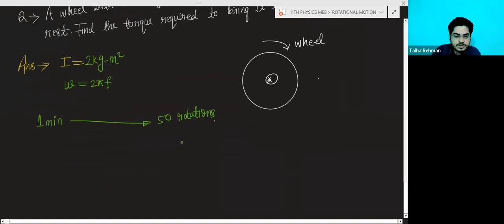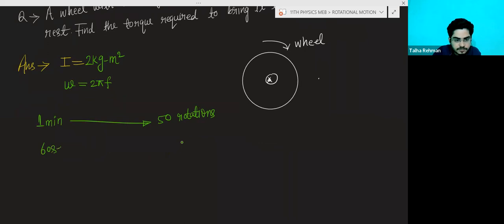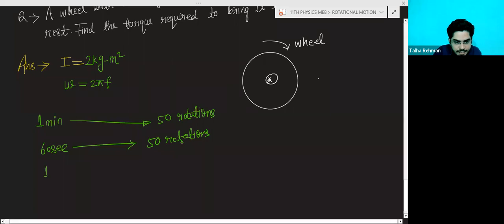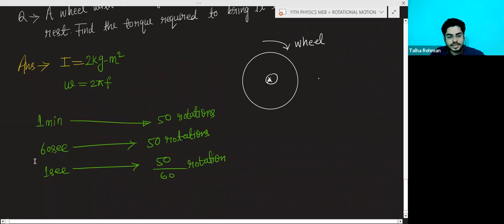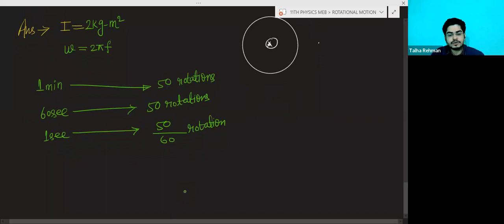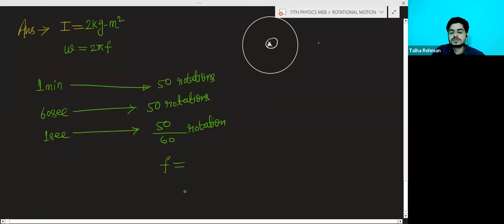1 minute 50 rotations means in 60 seconds there will be 50 rotations. Now in 1 second you can say 50 divided by 60 rotations. Frequency is the number of rotations in 1 second. So the linear frequency of this wheel will be 50 divided by 60, and the unit of frequency is hertz.